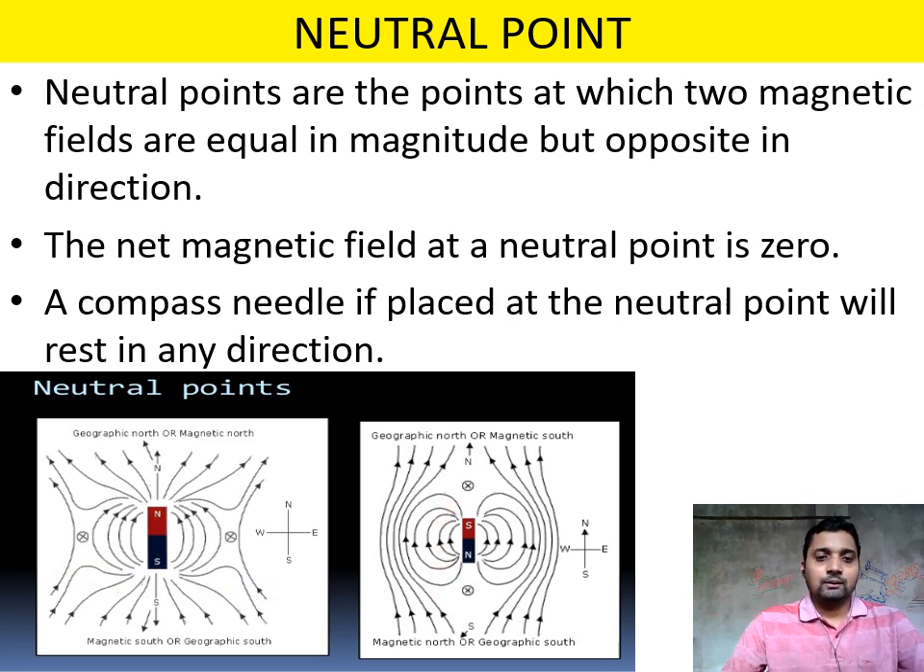This neutral point we can get by using a bar magnet on an A4 size or plain paper, by using a magnetic compass. Practically we can find out the neutral point of a magnet, or in a magnetic field, where the neutral point is. This is all about magnetism and magnetic property.